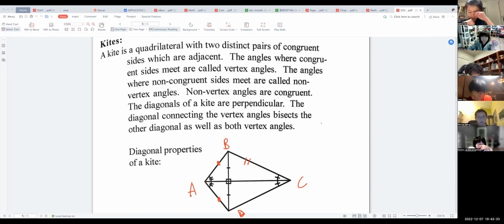The non-vertex angles are congruent. The diagonals of a kite are perpendicular. What is this the same as? Rhombus. Okay, very good, it's the same as a rhombus: the diagonals are also perpendicular to each other. The diagonal connecting the vertex angles bisects the other diagonal. It is the same, it also bisects, see? The diagonal through the vertex angles bisects the other diagonal.